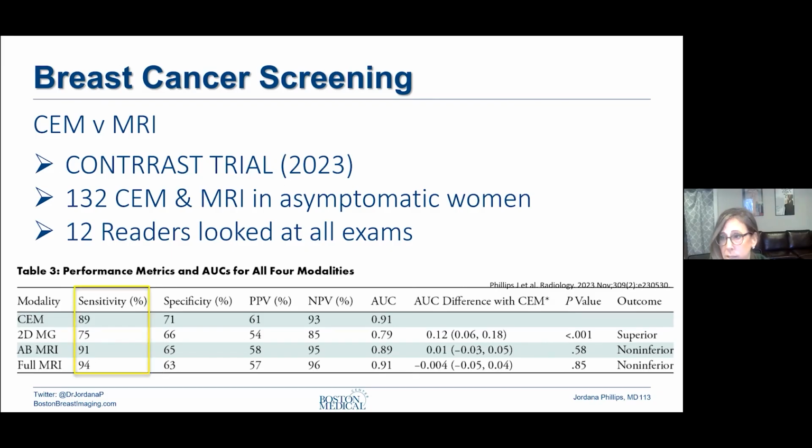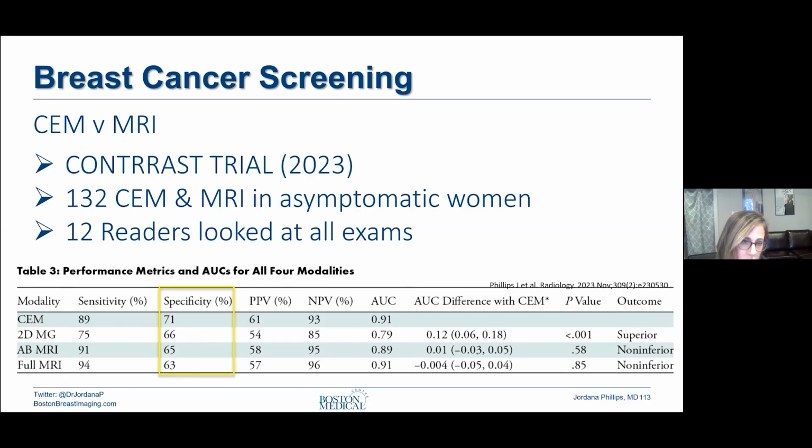And what we found, as expected, is that CEM performed a little bit worse than the full MRI protocol. You can see CEM sensitivity was 89%, whereas the full MRI was at 94%. But look at the sensitivity of 2D mammography, which was 75%, much lower. We found that the specificity of contrast mammo was higher than the full MRI protocol, which again is what we'd expect. Fewer false positives.